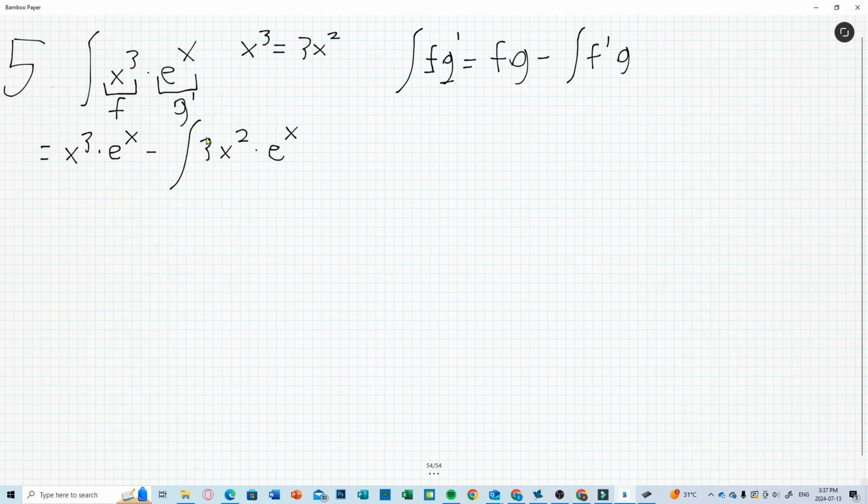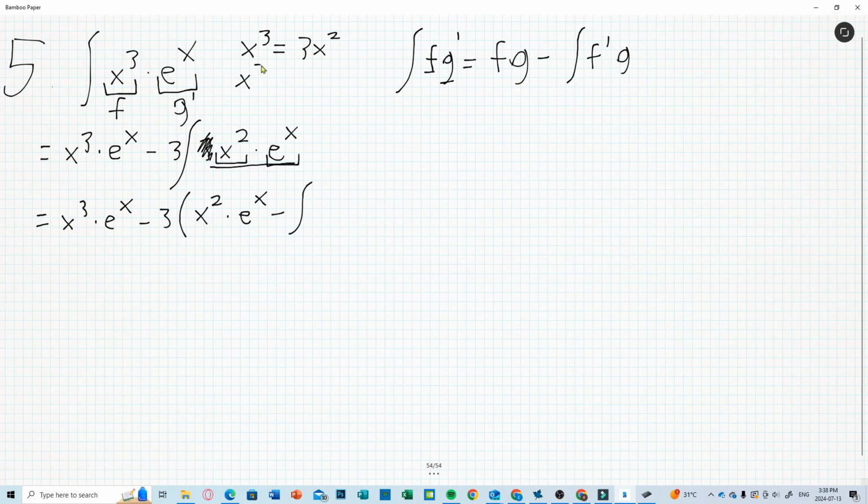So what we could do now is take this 3 out and put it in front of our integral, because we notice that this gives us the same problem as before. We need to do another integration by parts. So we're going to have x cubed multiplied by e to the x minus 3, and big bracket, and we're going to make our e to the x our g again, and we're going to make this our f again. So we know that we need f multiplied by g, so it's going to be x squared multiplied by e to the x, and we're going to subtract our integral of f prime g.